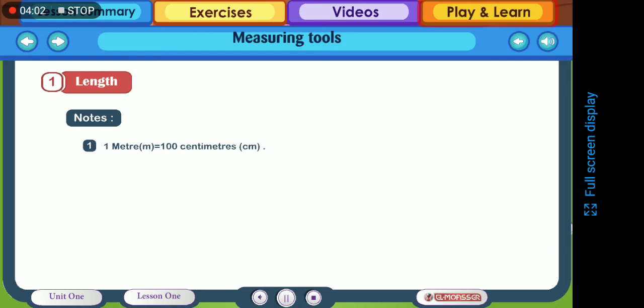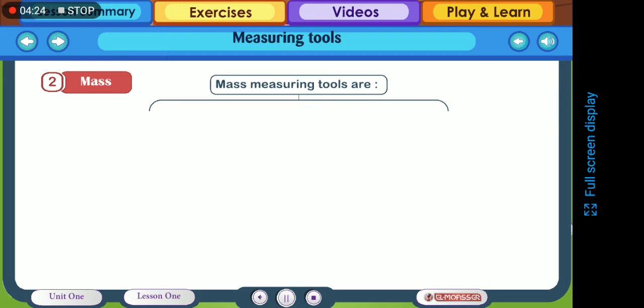Note: 1 meter equals 100 centimeters, 1 kilometer equals 1000 meters. If I say 2 meters, you will say 200. If I say 3 meters, 300. Okay.